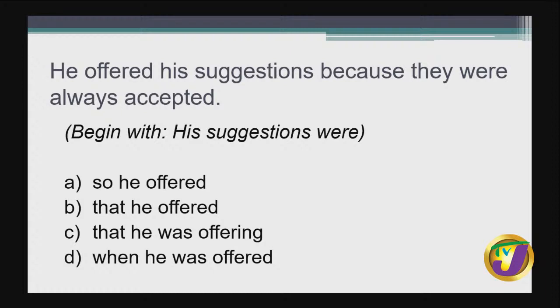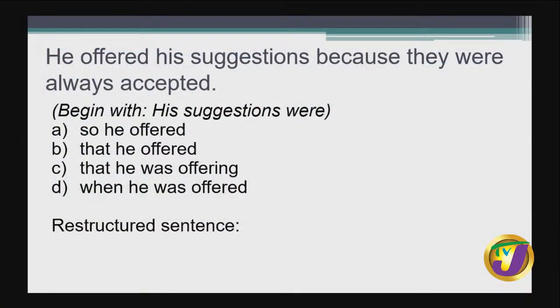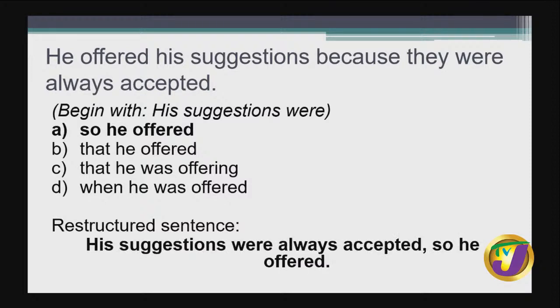So again, he offered his suggestions because they were always accepted. We're going to start with his suggestions were, and we concluded already, his suggestions were always accepted. So what are you going to use to follow that up now, to lead into the new sentence? Let's look. Ready to clap? Crying done now, you know, clapping time. So he offered. So think about the new sentence. You're going to start with his suggestions were always accepted, so he offered. There you go.